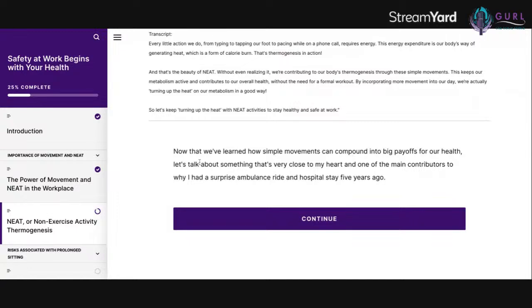And so it says, now that we've learned how simple movements can compound into big payoffs for our health, let's talk about something that's very close to my heart and one of the main contributors to why I had a surprise ambulance ride and hospital stay 5 years ago. And we're going to hit continue.